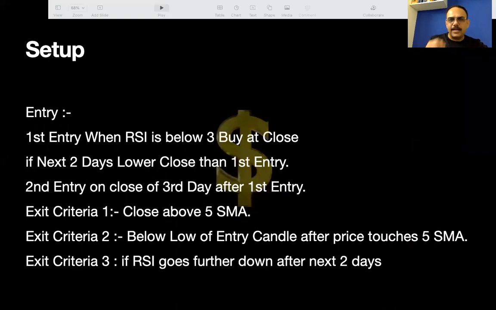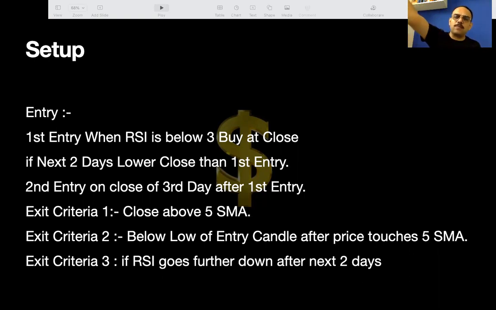So entry is when the RSI is below 3. When RSI goes to a value below 3, buy at the closing price. If you're buying a share, you have to buy that share at the closing price. If the next 2 days it goes down further, so let's say we bought it today, tomorrow, day after tomorrow, if it goes down, buy on the third day as well, and exit when it closes above the 5-day moving average.